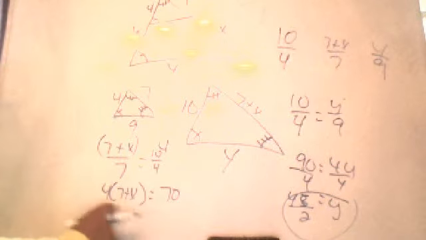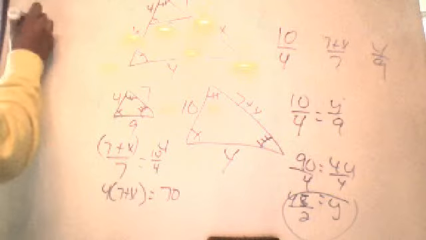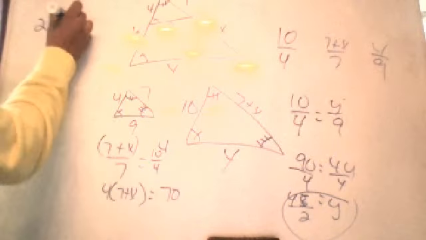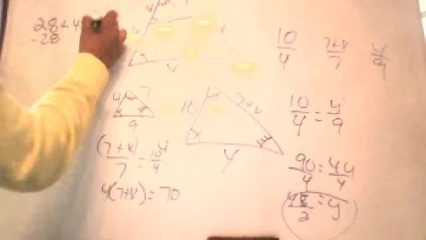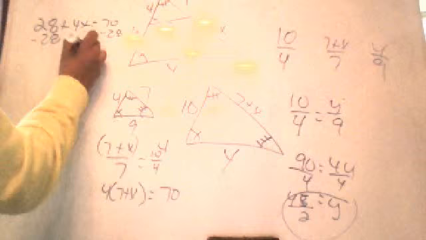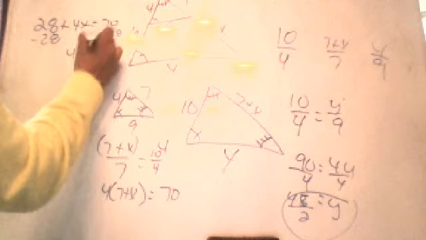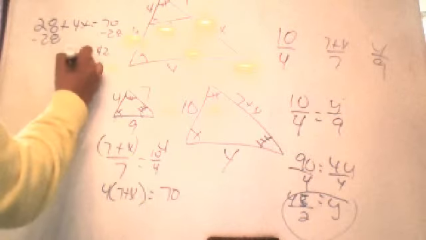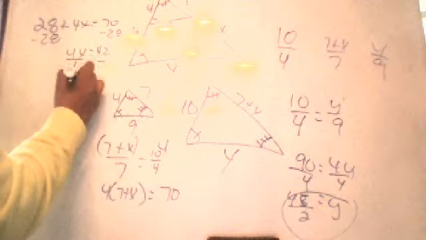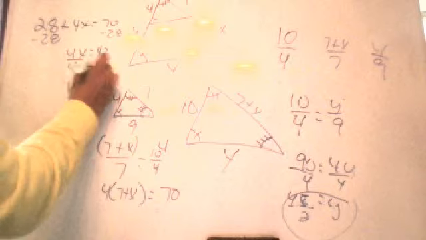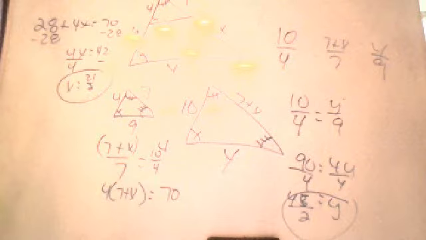You see that? Now we simply are going to solve. I'm going to distribute it up here. So I've got 28 plus 4x equals 70. I solve for x, and I get 4x equals 42. Divide by 4, x equals 21 over 2. And there's simply your x.